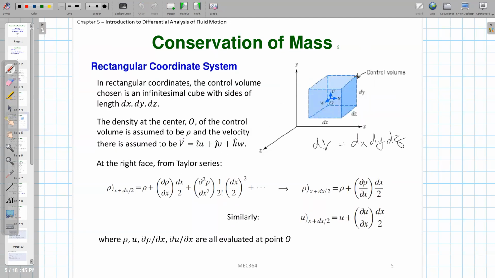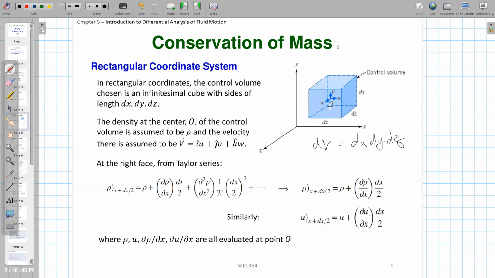So for this control volume, we have 6 surfaces, okay? We have the left surface, the negative x surface. The right surface is the positive x surface, right? Because it's on the positive x side.